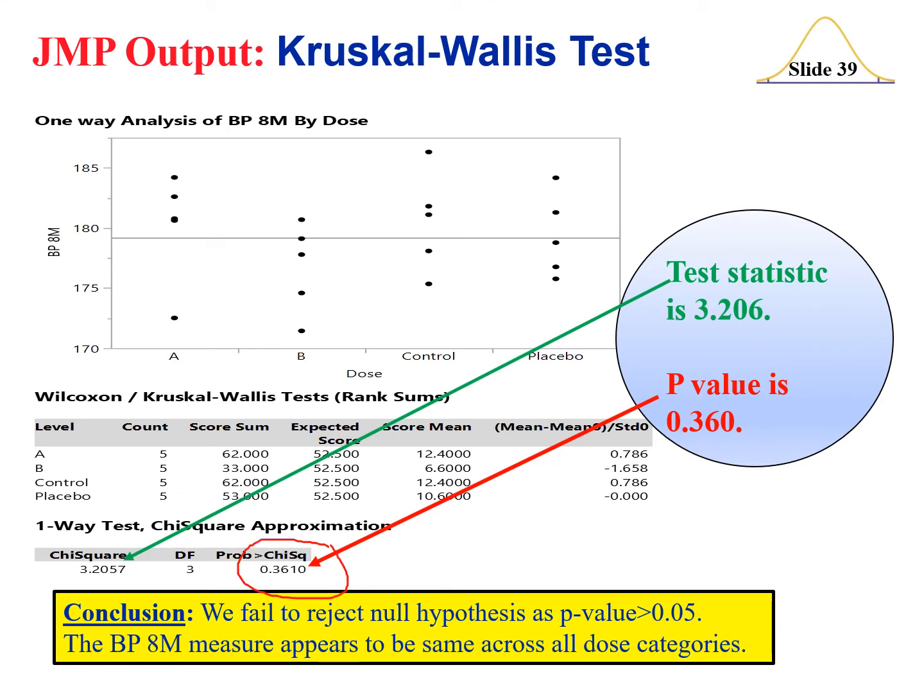0.361 is the p-value, which is greater than 0.05. So the decision is fail to reject the null hypothesis as the p-value is greater than 0.05. So the blood pressure appears to be the same across all those categories. Again, the last value, the prob > chi-square, is the p-value of the Kruskal-Wallis test, used to make the decision on the null hypothesis.